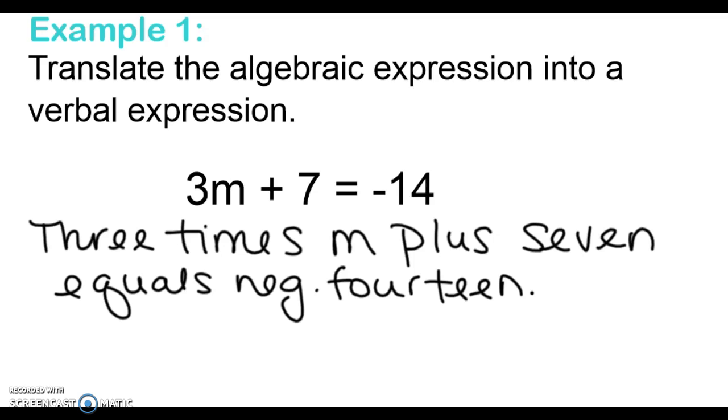Now, one thing that I do want to point out here is that there are multiple ways of saying certain words. So instead of saying 3 times m, some of you might say, I want to say the product of 3 and m. Product also means that. You could say, I want to find the sum of 3 times a number m and 7. Instead of saying equals, some of you might want to say is. So there really is never one way to say something when you are writing these out or verbally stating them. But if you are writing verbal expressions, you write exactly what you read.